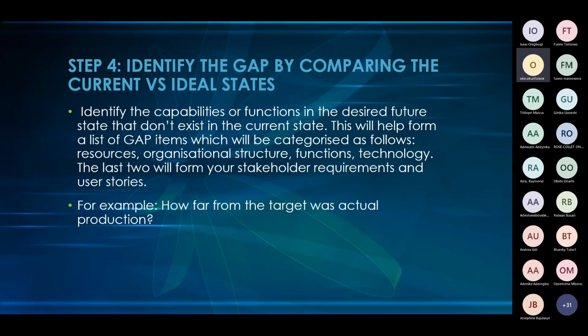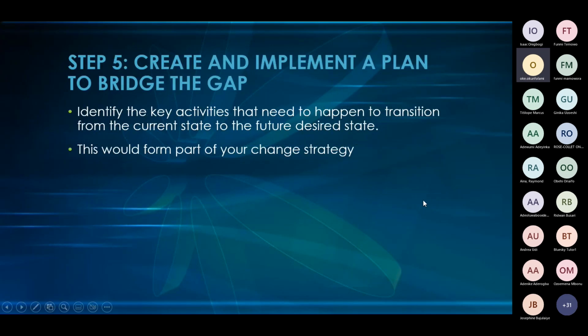For example, how far from the target was actual production? You had already agreed that by the end of Q1 your target was maybe a 25% increase in profit margin, and now you have a 17% increase in profit margin. So you already know the difference. How far from the target is the actual stage? And the fifth one here says create and implement a plan to bridge the gap.